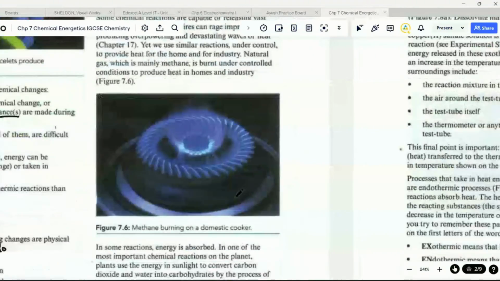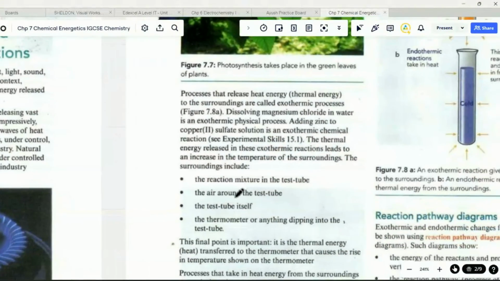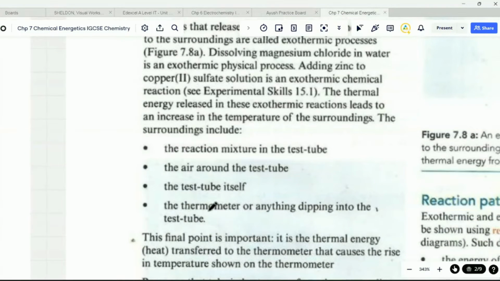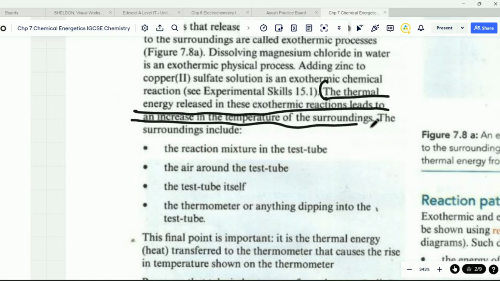Now, here it is, exothermic and endothermic reactions. Let's jump. See this. The thermal energy released in these exothermic reactions leads to an increase in the temperature of the surrounding. The surroundings include what? The reaction mixture in the test tube, the air around the test tube. The examples are dissolving magnesium chloride in water, an exothermic physical process. Adding zinc to copper sulfate solution is an exothermic chemical reaction. So what was an exothermic chemical reaction basically?